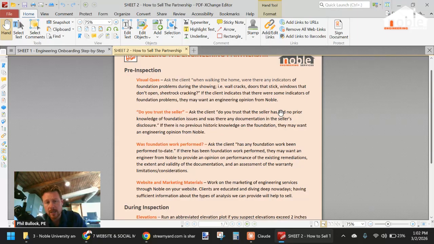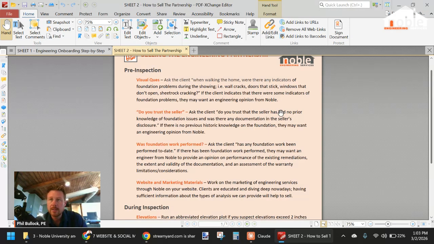I brought up trusting the seller. If you ask them, do they know about foundation issues? Sometimes they'll say either I don't trust the seller, or the seller's an investor and he doesn't know, or the seller, like Opendoor, like there's a lot of investor type single family sales that go on where the information gets lost in translation. Like there is no foundation related information available. And sometimes you can even see there's foundation work that's been done that we have no documentation on. So these are all issues. The third one, was foundation work performed? And then obviously we have our website marketing materials, which make it a deep dive.